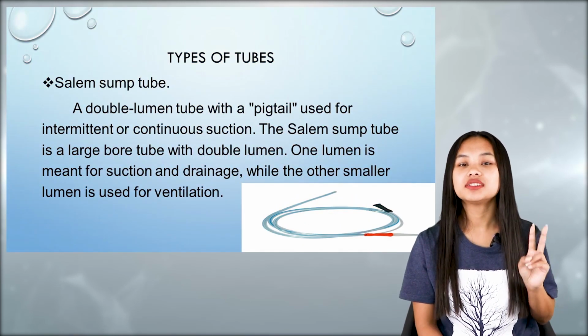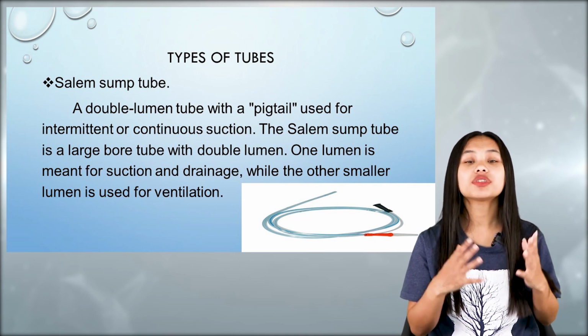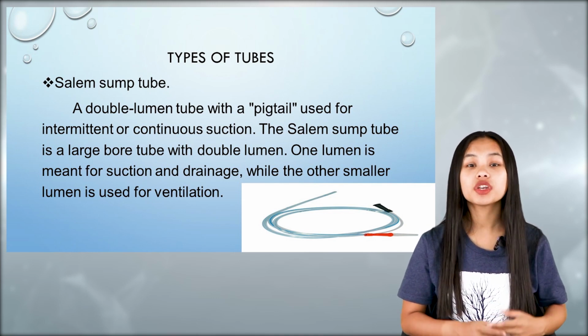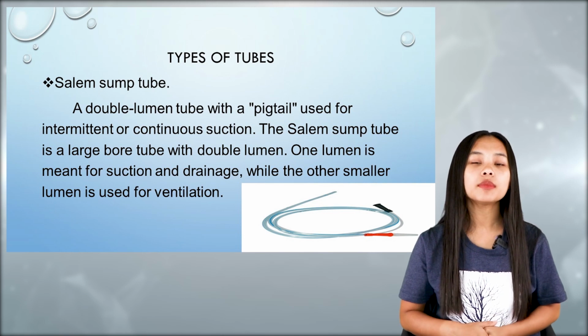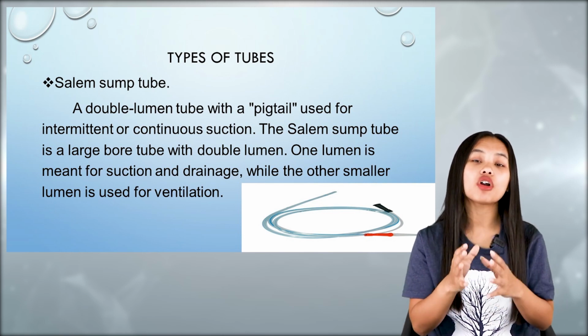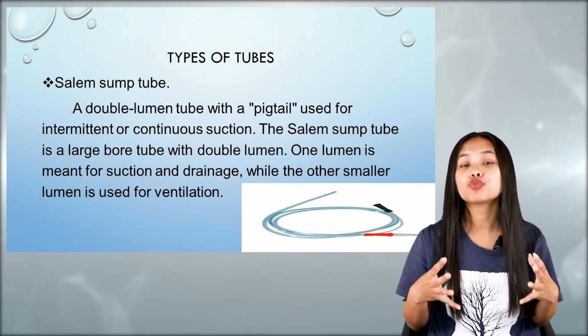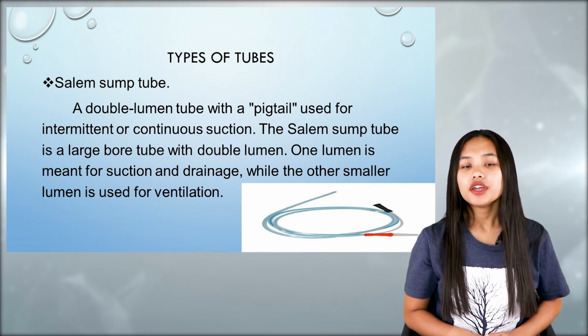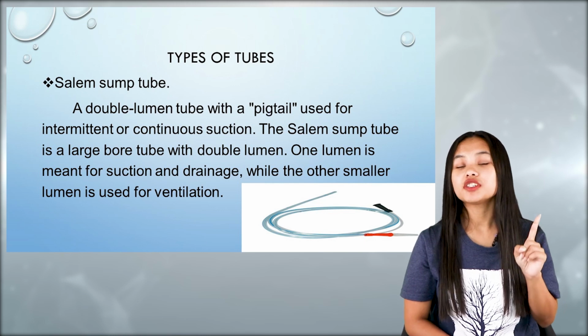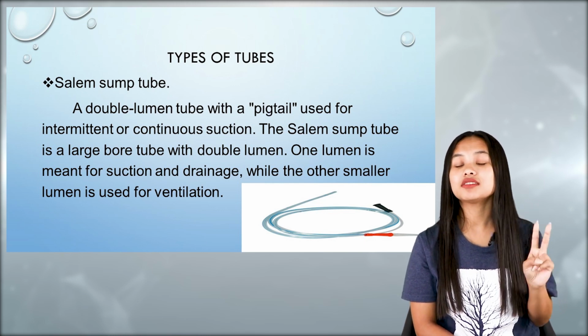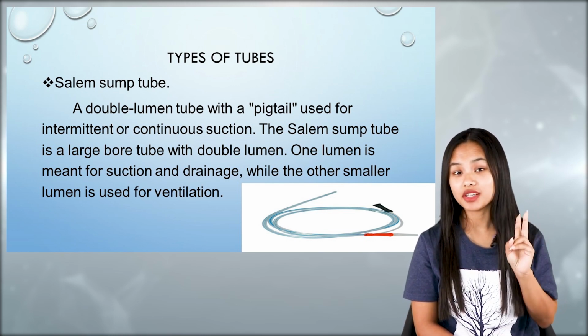And the second one is the Salem Sump tube. This is a double lumen tube with a pigtail, which is commonly used for intermittent or continuous suctioning. This Salem Sump tube is a large bore tube with double lumen. Here, one lumen will be used for suctioning and drainage, whereas the other small lumen will be used for ventilation.